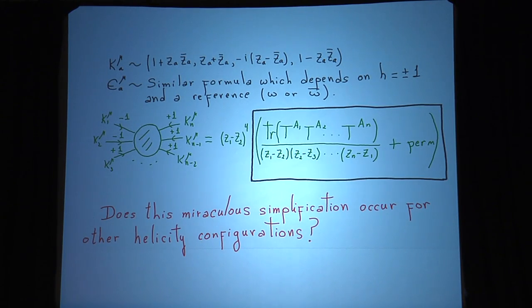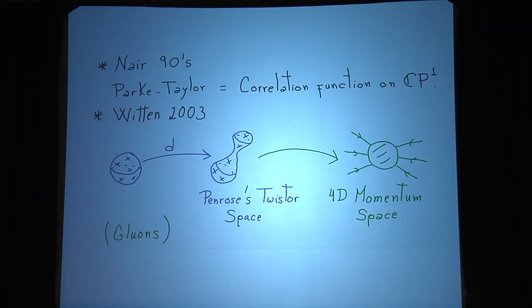Now, I would like you all to memorize that formula. Okay? That formula is going to be the answer to a question I'll pose later in the talk, so I hope everybody will remember. So does this miraculous formula, or this miraculous simplification, occur for other helicity configurations? Well, that's a very natural question. People tried.